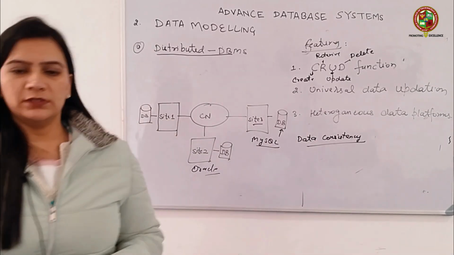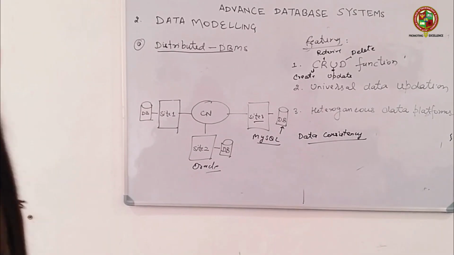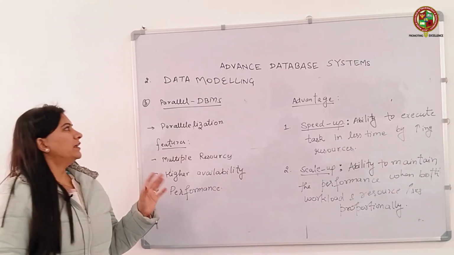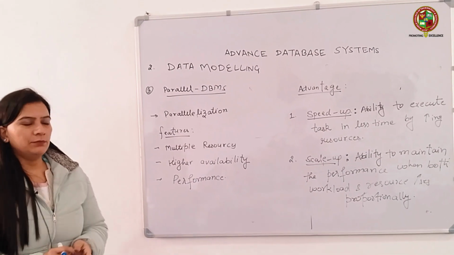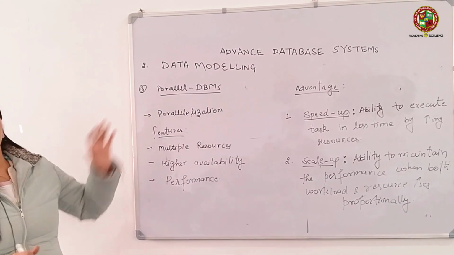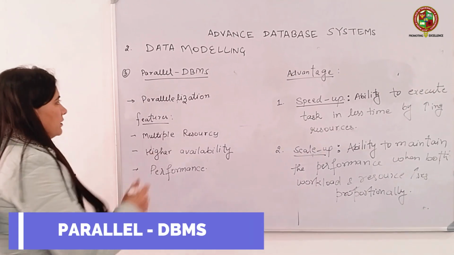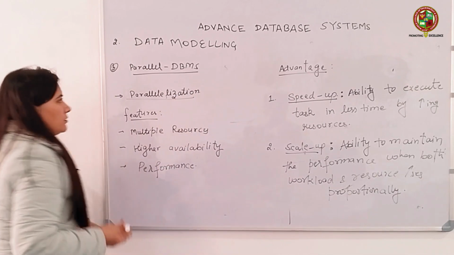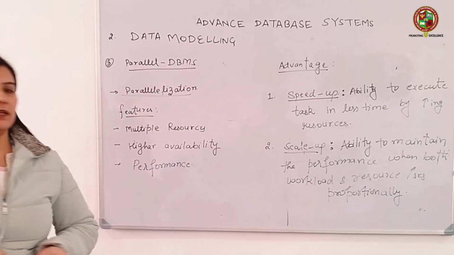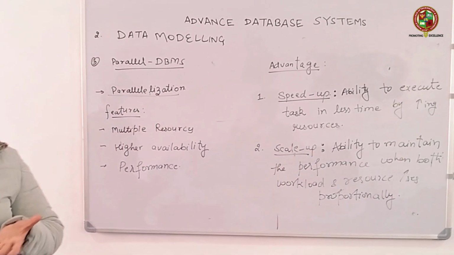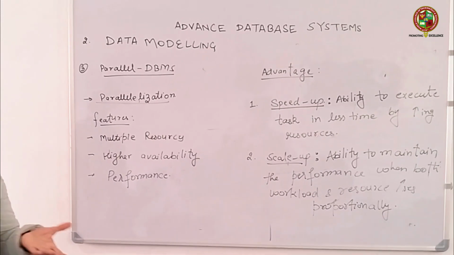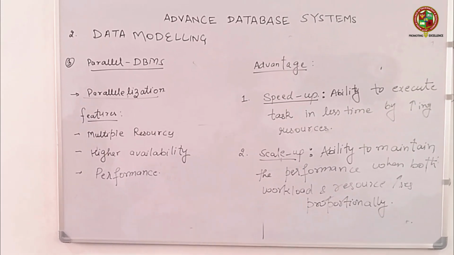So next we will move to the next topic, which is parallel DBMS. After we have learned about the distributed DBMS, the next topic is parallel DBMS. So parallel DBMS uses the concept of parallelization. So what exactly is parallelization? Parallelization is using multiple resources parallelly, or multiple uses simultaneously.